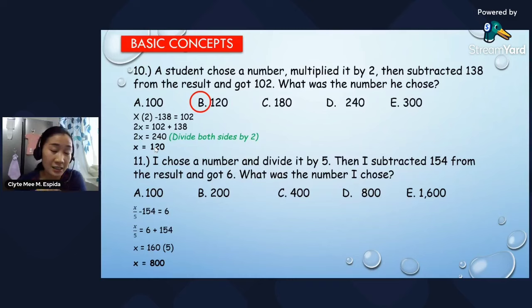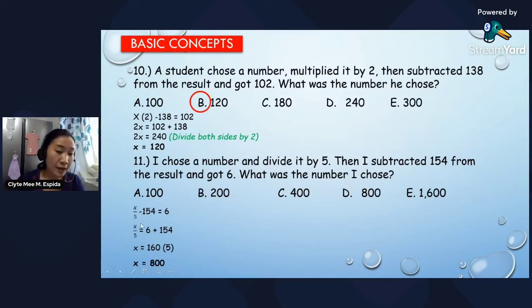Okay, it's the same case with number 10. I chose a number and divided by 5. Then I subtracted 154 from the result and got 6. What was the number I chose? So discuss na lang natin. So I chose x to represent my number. So it is said that I chose a number and divide it by 5. So x divided by 5. Minus, subtracted kasi sinabi dito. So you have minus 154 is equal to 6.